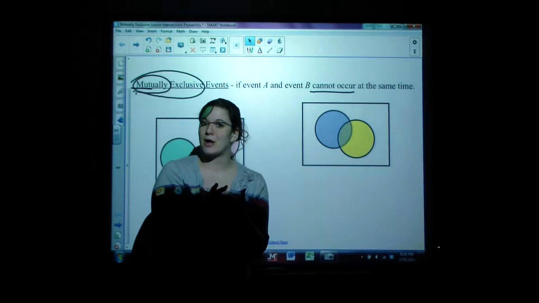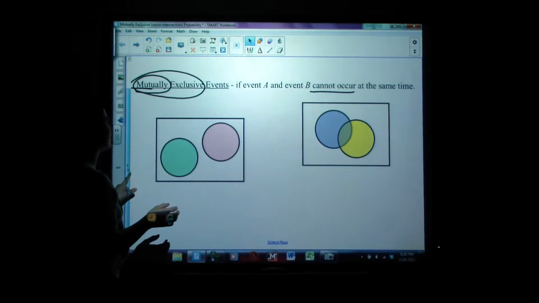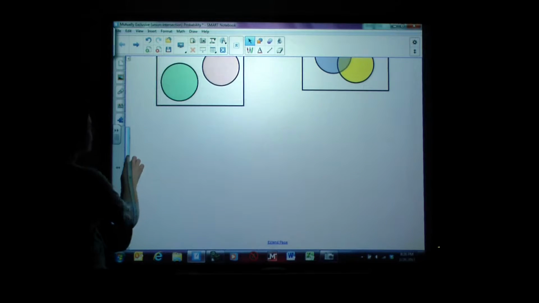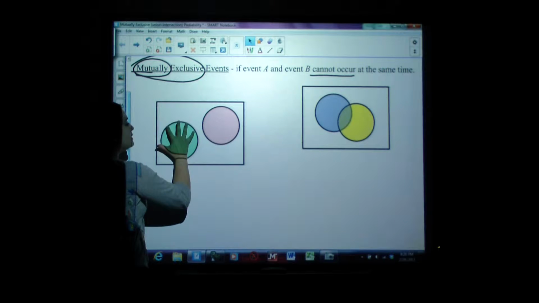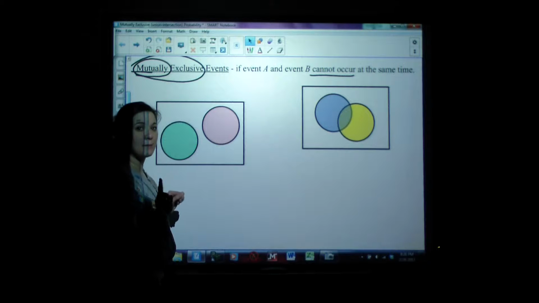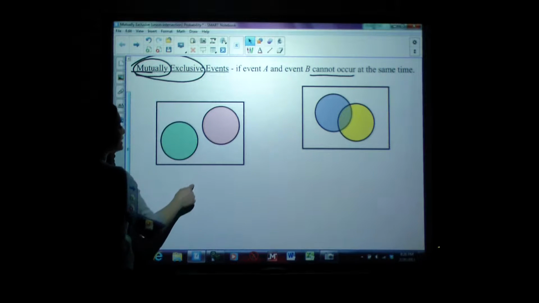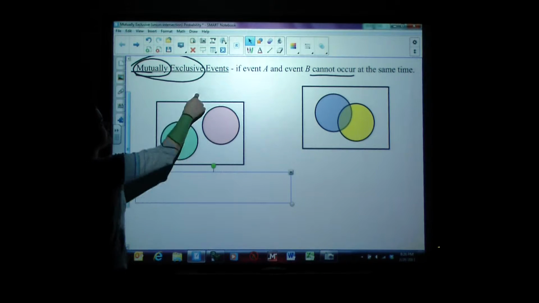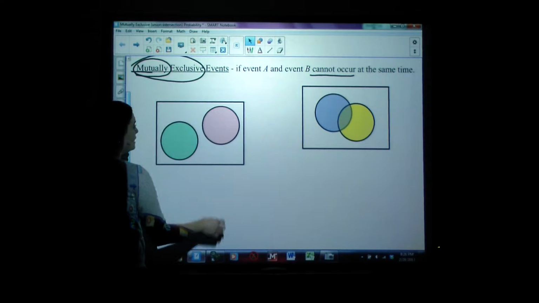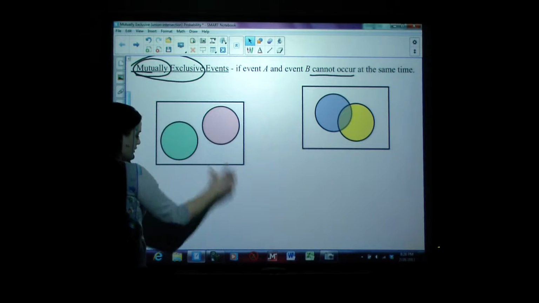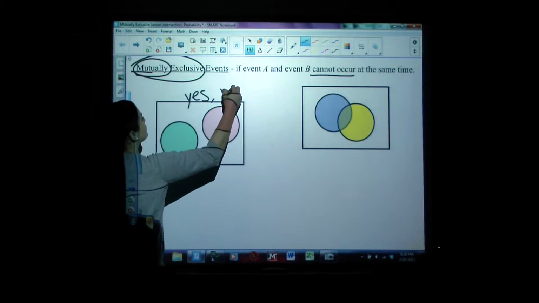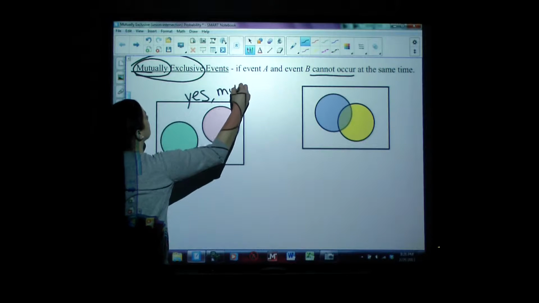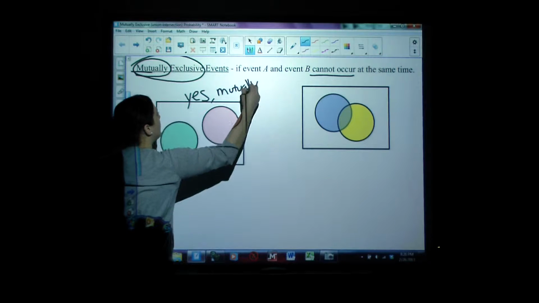Okay? Let's take a look at a Venn diagram and what it would look like picture-wise. Please notice these two circles do not intersect, which means these two events cannot happen at the same time, which means that they are mutually exclusive. So this example is mutually exclusive.